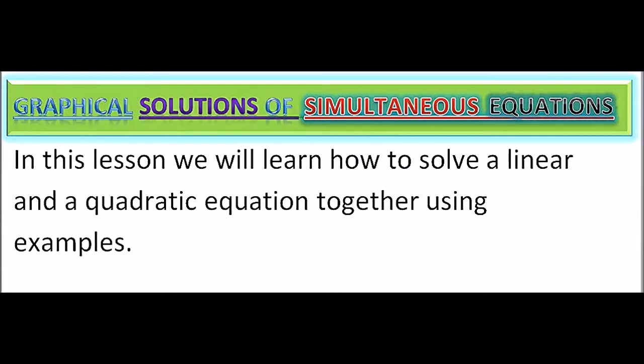Welcome to this lesson. This is a graphical solution of simultaneous equations. In this lesson, we learn how to solve a linear and a quadratic equation together using a graph. We are going to do that by use of examples, and later we will have an exercise for you to try out and see whether you know how to solve these simultaneous equations.